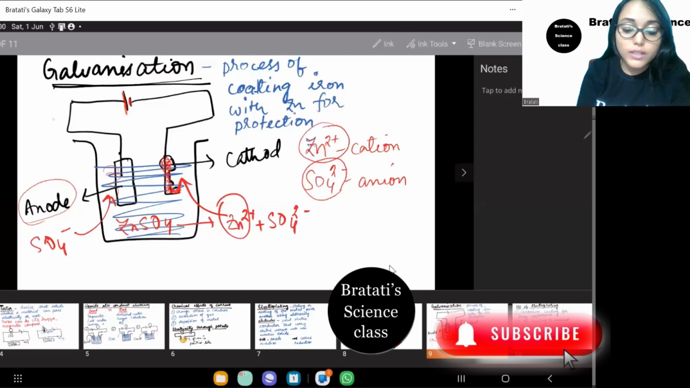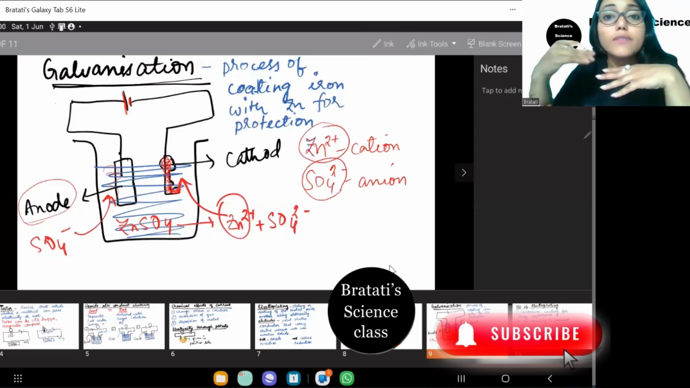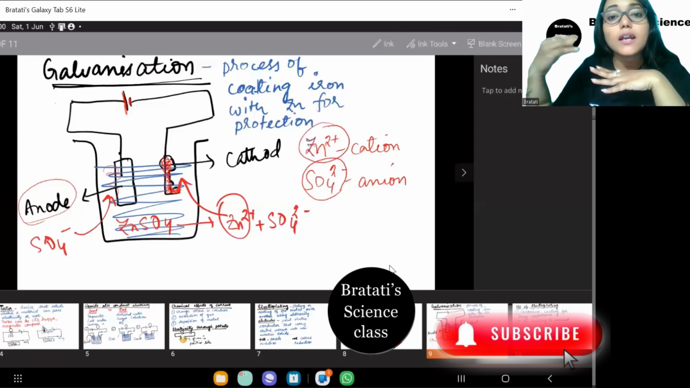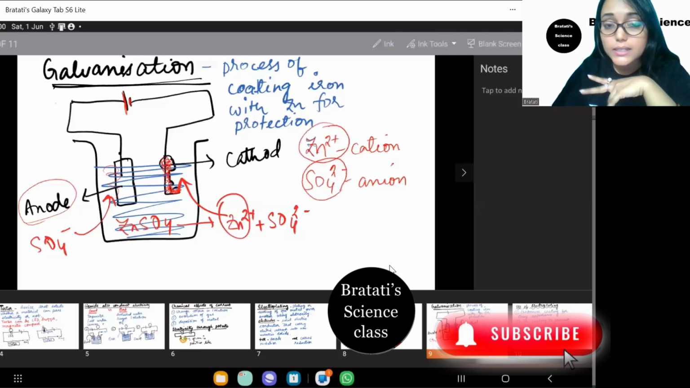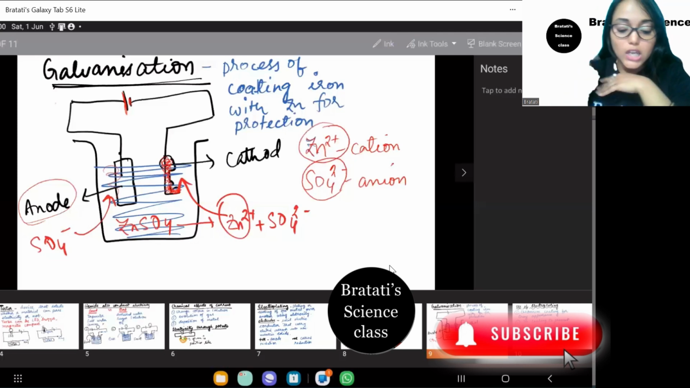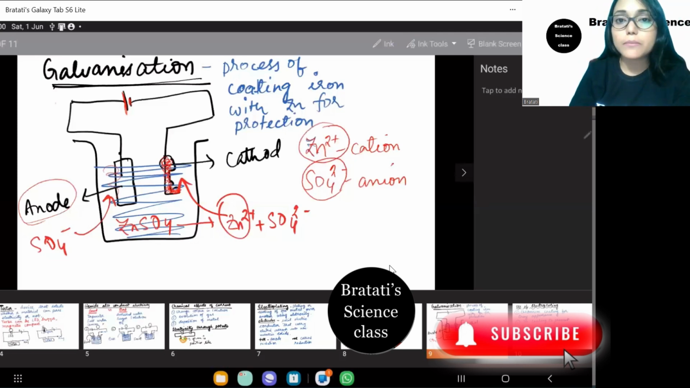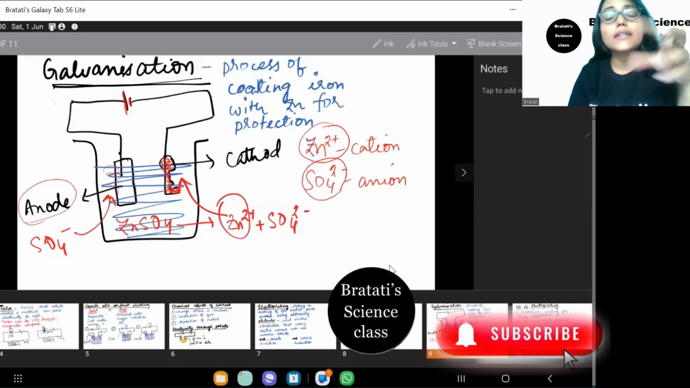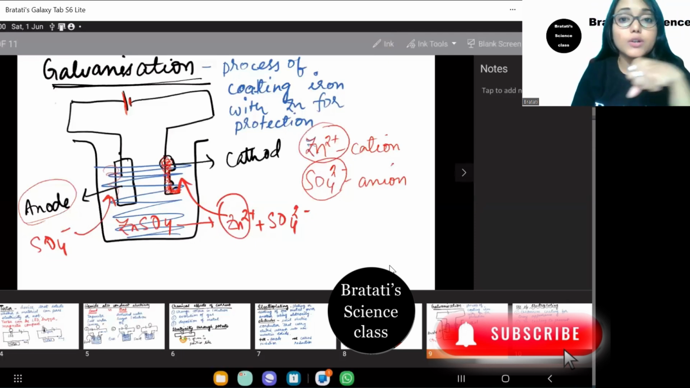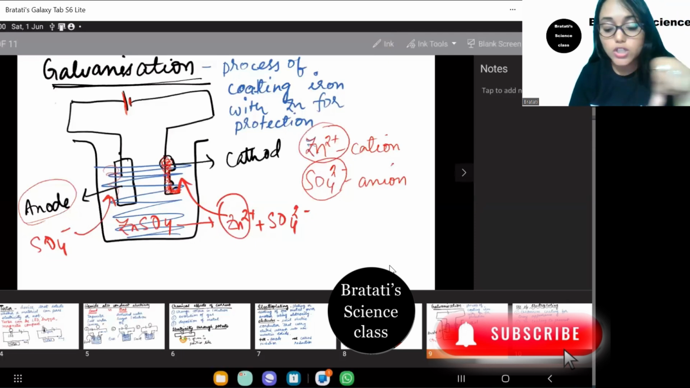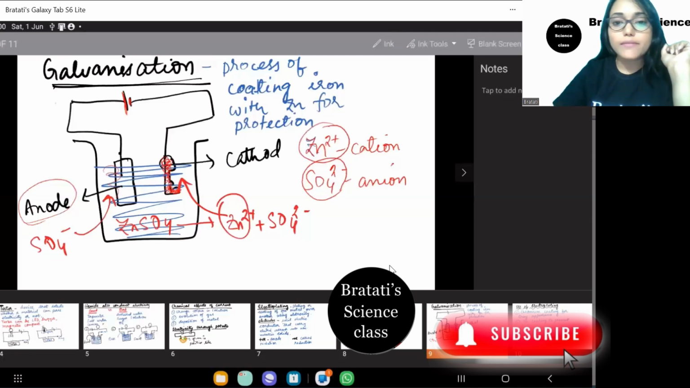So positive to negative. So again, you are matching the conventional current, that according to Benjamin Franklin, the current moves from the positive end to the negative end, because from the positive end we are giving the electron to the negative end. So the anode is releasing the electron, and that is the reason we call it oxidation. Whereas the cathode is accepting the electrons, that means getting the negative charge, so we can call that reduction. I hope you have understood this one.